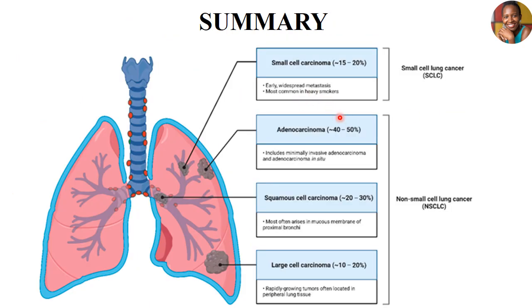So in summary, we've mentioned that lung cancer is abnormal division of cells in the lungs, most of the time genetically induced or with some genetic related risks, and it can be classified into two, that is small cell lung cancer and non-small cell lung cancer. In the non-small cell lung cancer, we have adenocarcinomas, squamous cell carcinomas, and the large cell carcinomas.